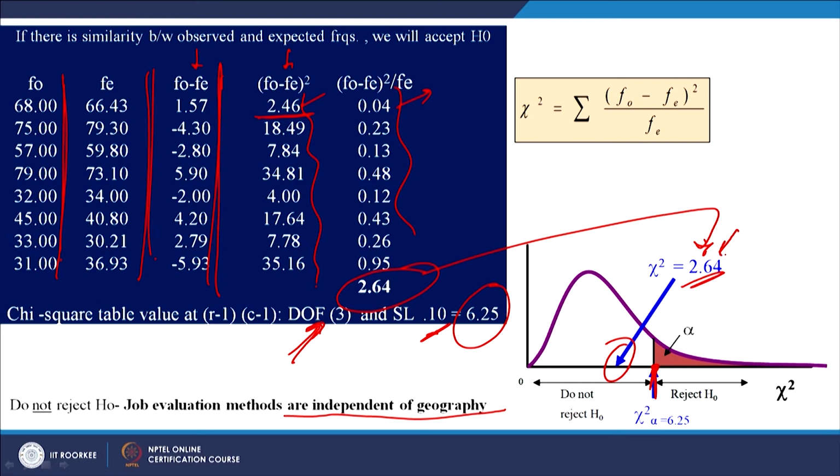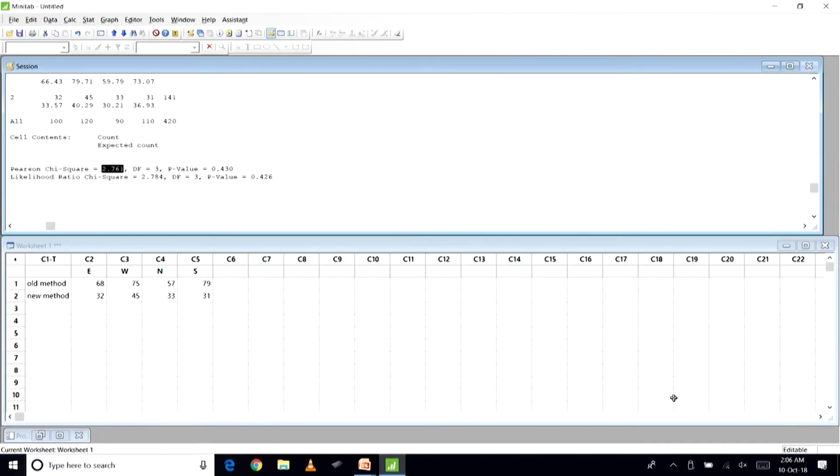So, this is the calculated chi-square value and the critical limit is 6.25, right. So, let us look at p value, whether we are rejecting or not, right. So, p value is 0.430. Is this value less than alpha? Let us look at this.